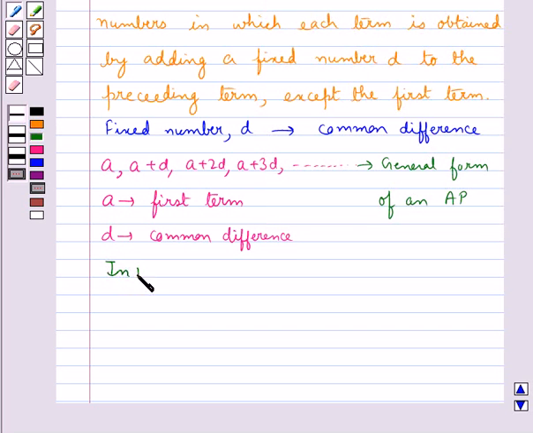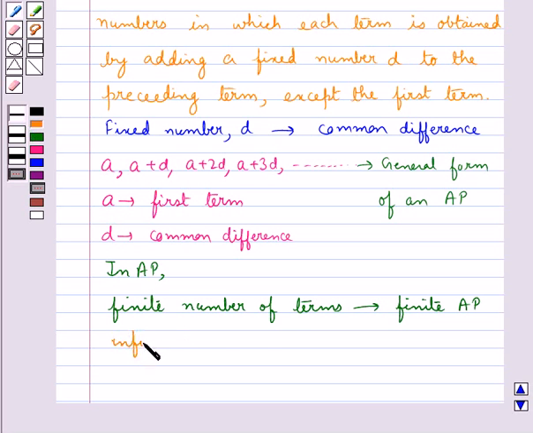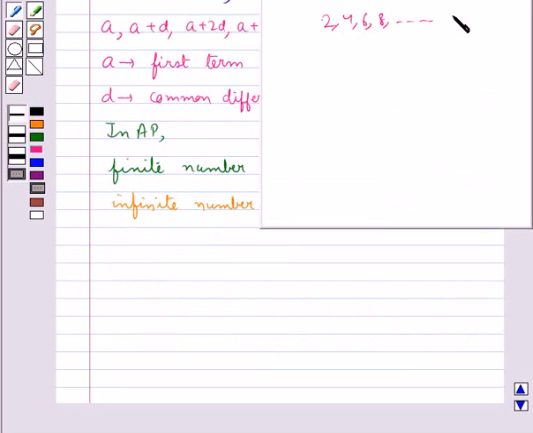If in an AP, that is an arithmetic progression, we have a finite number of terms, then that AP is a finite AP, that is a finite arithmetic progression. And if we have an infinite number of terms in an AP, then that is called an infinite AP. That is, in infinite APs, we don't have the last term. Consider this AP. In this, we do not have any last term. This is an infinite AP, that is, we have an infinite number of terms in this AP. And if you consider this AP, it has a finite number of terms, so this is a finite AP.